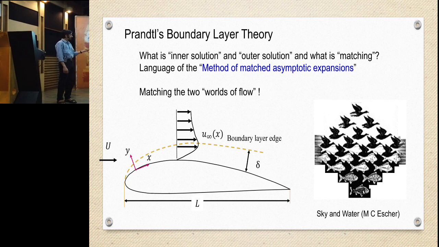This is beautifully depicted by this painting by M.C. Escher, called Sky and Water. If you look deep in the water, you see the fish swimming. If you look high in the sky, you see birds flying. But if you look near the surface where the interface is, you see both the forms of the fish and the birds. So that's the continuous variation from the fish in the sea to the birds in the sky. So you have the inner solution and the outer solution, and they have to match intelligently.